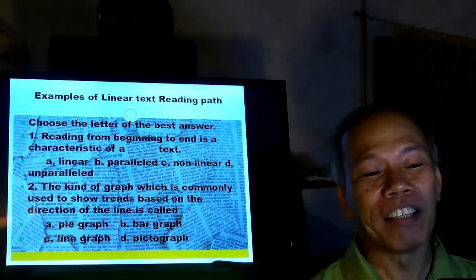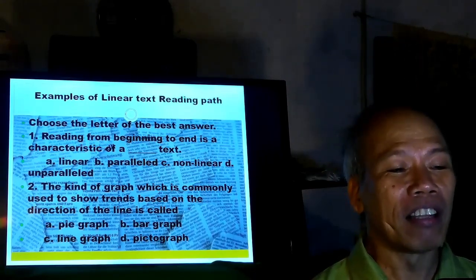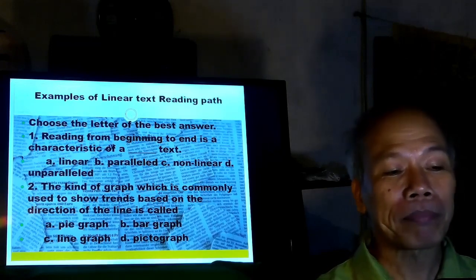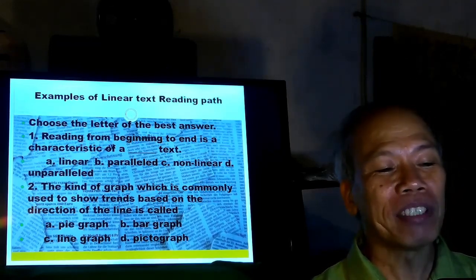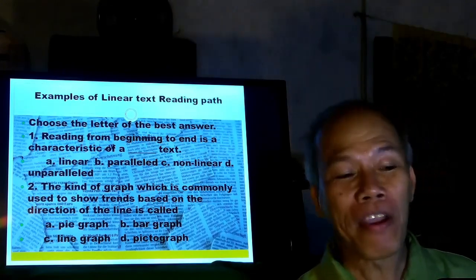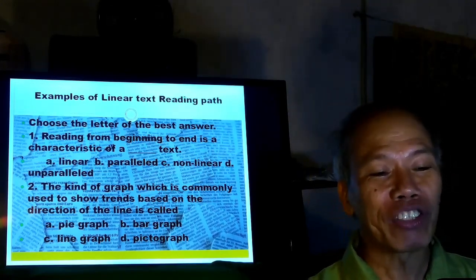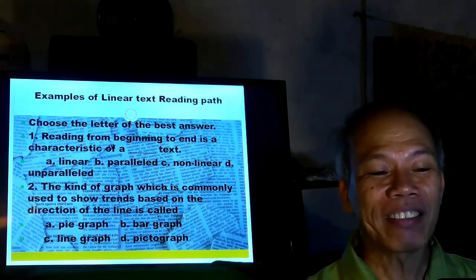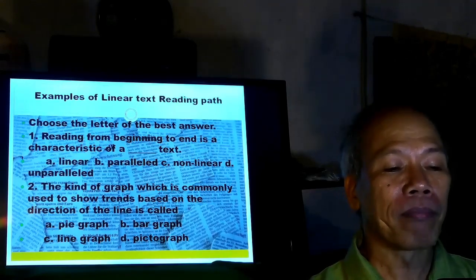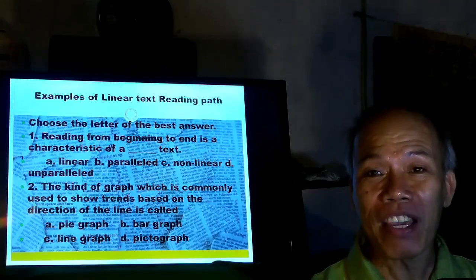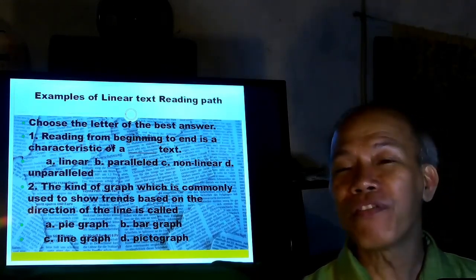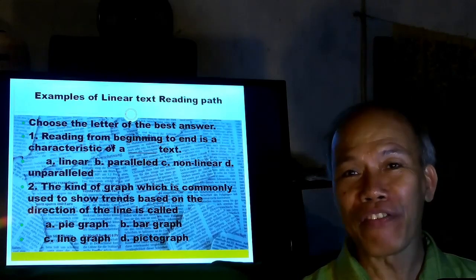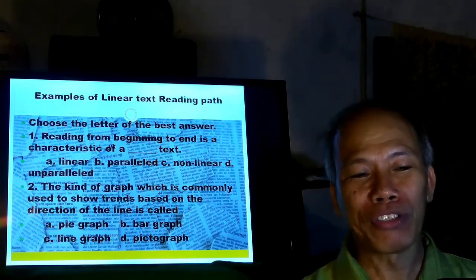Okay, have you answered? Let's proceed to number 2. The kind of graph which is commonly used to show trends based on the direction of the line is called A. pie graph, B. bar graph, C. line graph, D. pictograph. What's your answer?